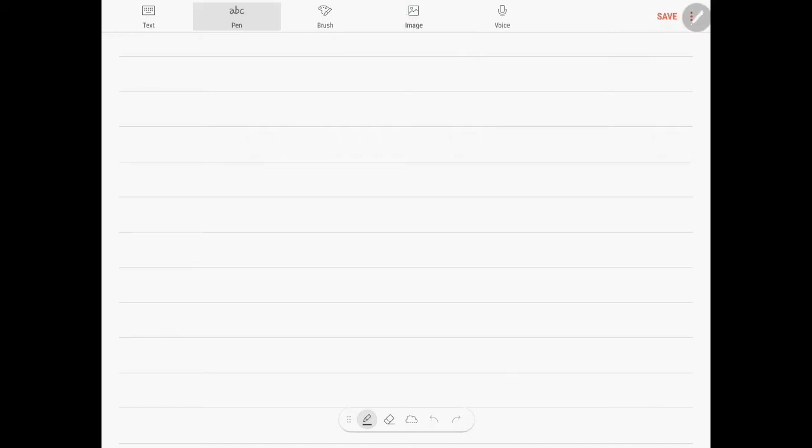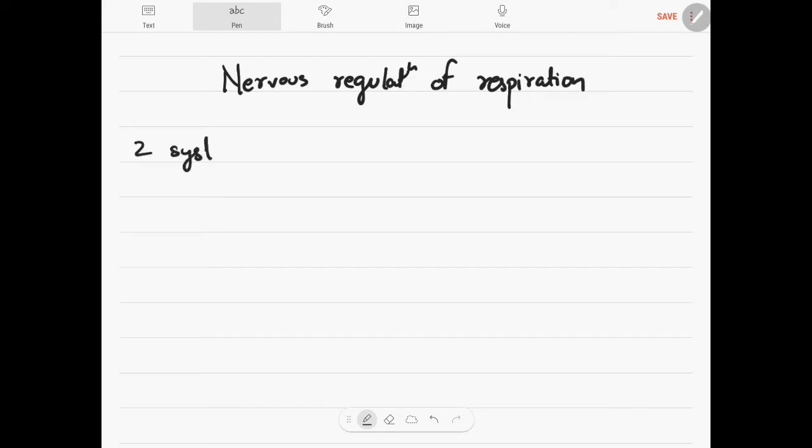Okay, so today we are going to learn about the nervous regulation of respiration. Nervous regulation is brought about by two systems. First is the voluntary control. Voluntary is brought about by the cerebral cortex.